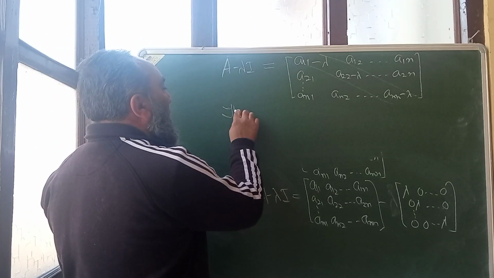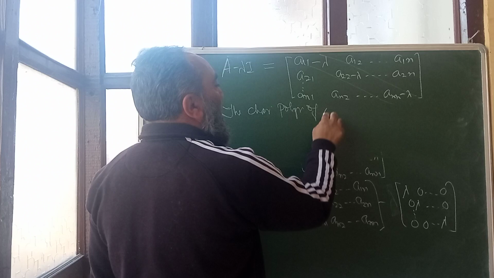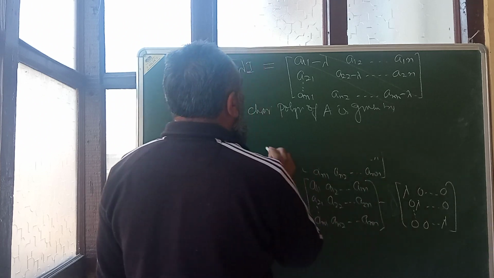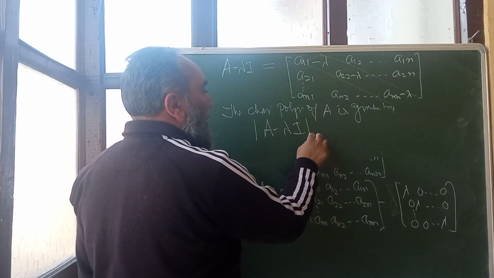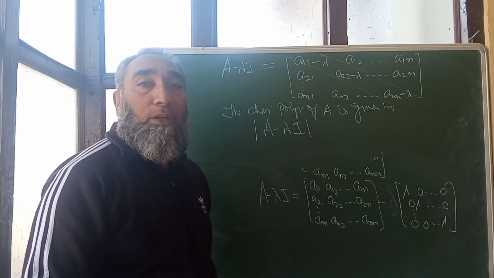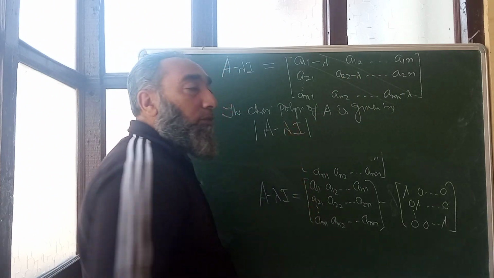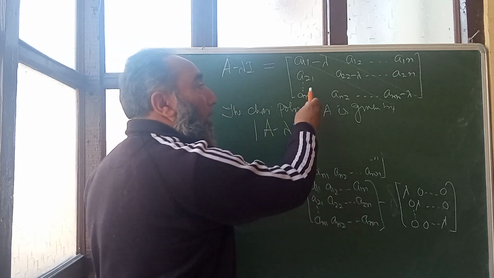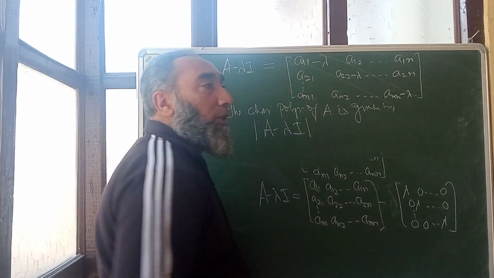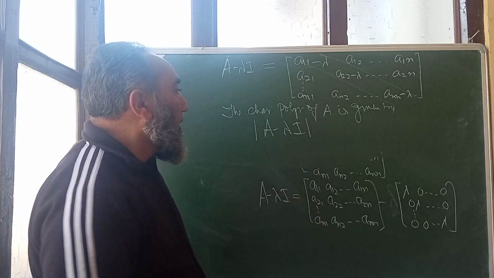The characteristic polynomial of A is given by determinant of A minus lambda I. This is the characteristic matrix, and if you find its determinant, this will be a polynomial of degree n. If you have a square matrix of order n, determinant of A minus lambda I will be a polynomial of degree n. If it's a square matrix of order 2, you will get a quadratic. If you have a square matrix of order 3, you will get a polynomial of degree 3, and so on. This is the characteristic polynomial.